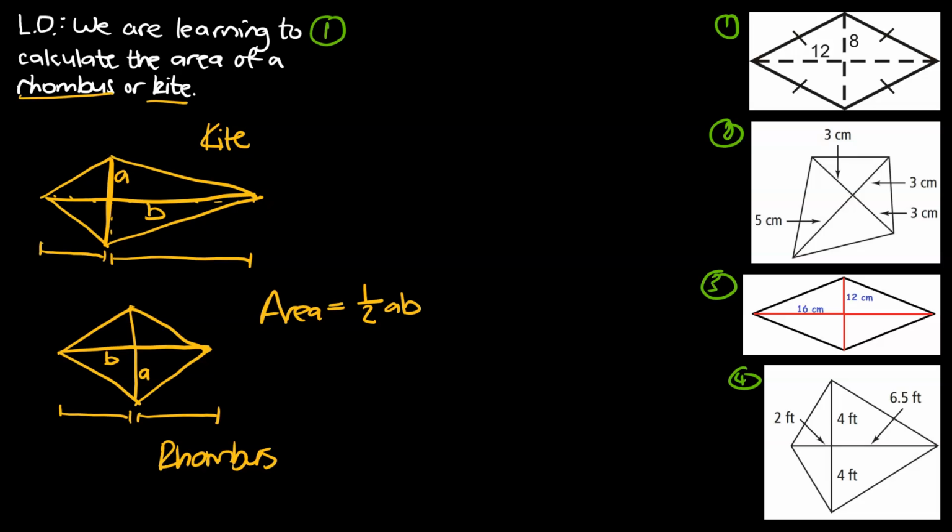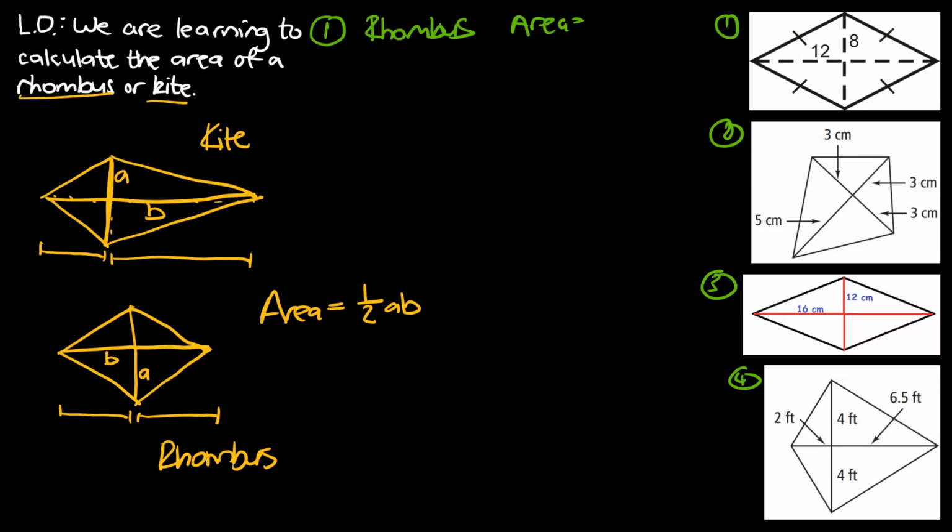So is it a kite or a rhombus? And with a kite or a rhombus, I always look at the middle. So we're going to go down the middle here. Is it the same either side of that midpoint? And in our case, it looks like it is the same. And the idea that it's the same suggests that it is a rhombus. And then from that, we can go ahead and calculate the area.